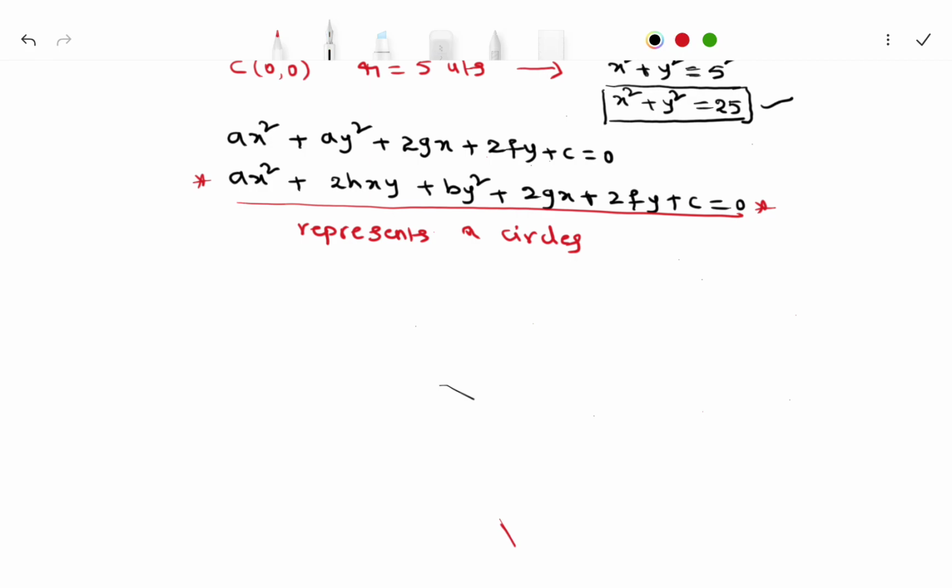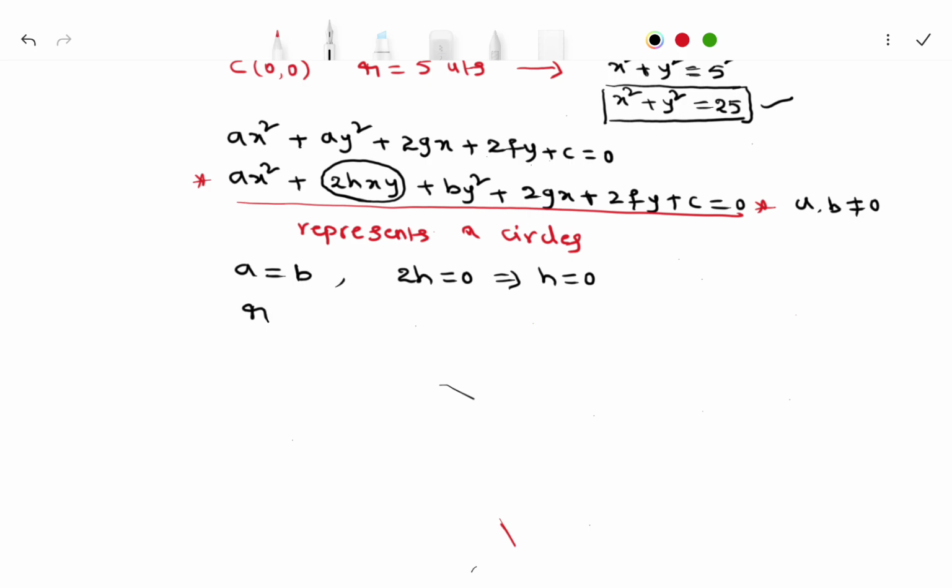What are the conditions? In this one, a, b not equal to 0. So what is the first condition? It must be second degree non-homogeneous, so very clearly the first condition is satisfied. Second condition: coefficient of x square is equal to coefficient of y square. The coefficient of x square is a, and the coefficient of y square is b. Third condition: coefficient of xy is equal to 0. What is the coefficient of xy? 2h. 2h is equal to 0 means h is equal to 0. So these are the conditions.